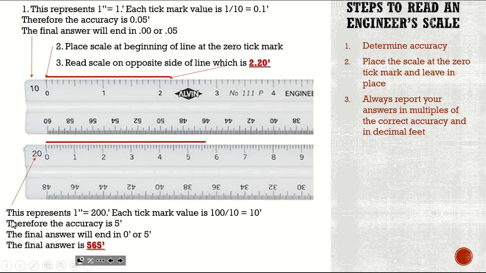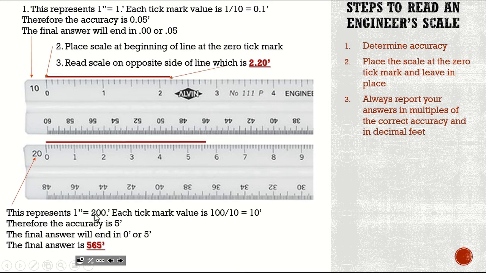Okay? Now, this is 200 feet. So from here to here, I'm adding a 0 to here. So that means this is 100 feet. 100 divided by 10 is 10 feet. So each of these tick marks is 10 feet, so my accuracy is 5 feet, half of my value of each tick mark. Okay? So my answer has to end in 0 or 5. There's no decimals anymore, is there? When I have 2 zeros at the end of my scale.